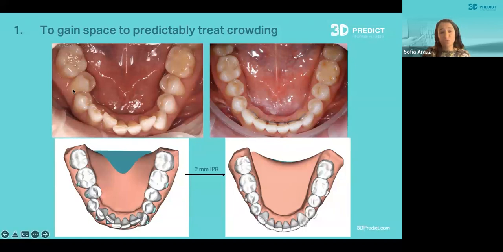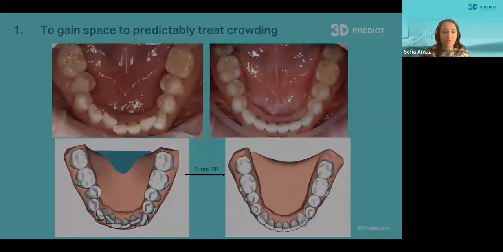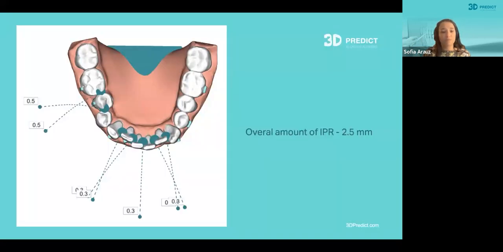This case actually took 20 steps. As you can see, this was a big difference for this patient. And you can see the retainer at the end. But how did we come up with that amount of IPR that we did? So in this case, the provider created 2 5 millimeters of IPR.